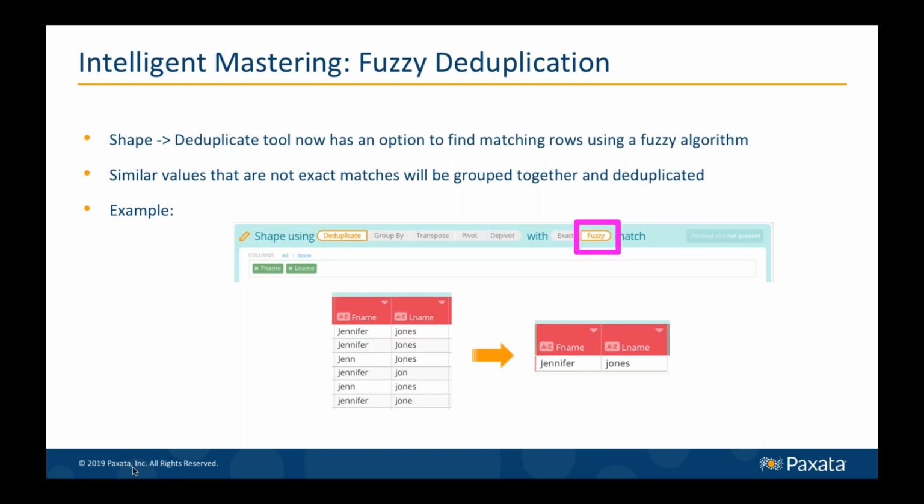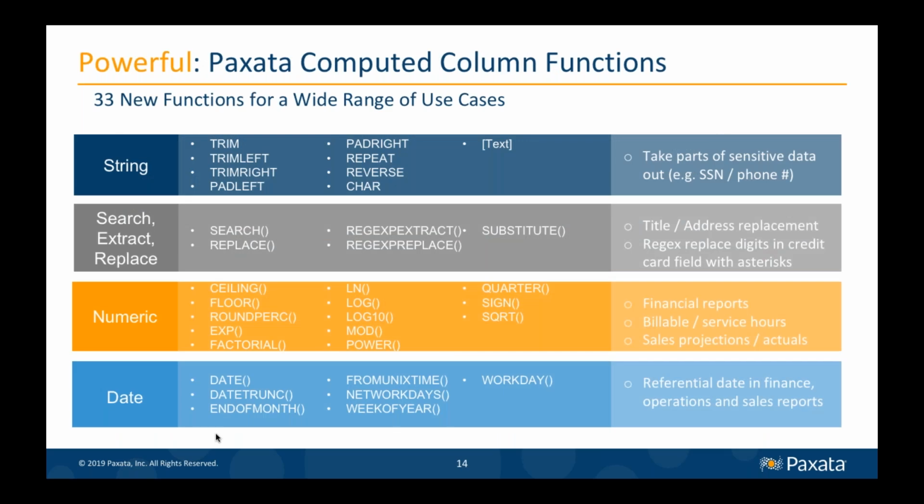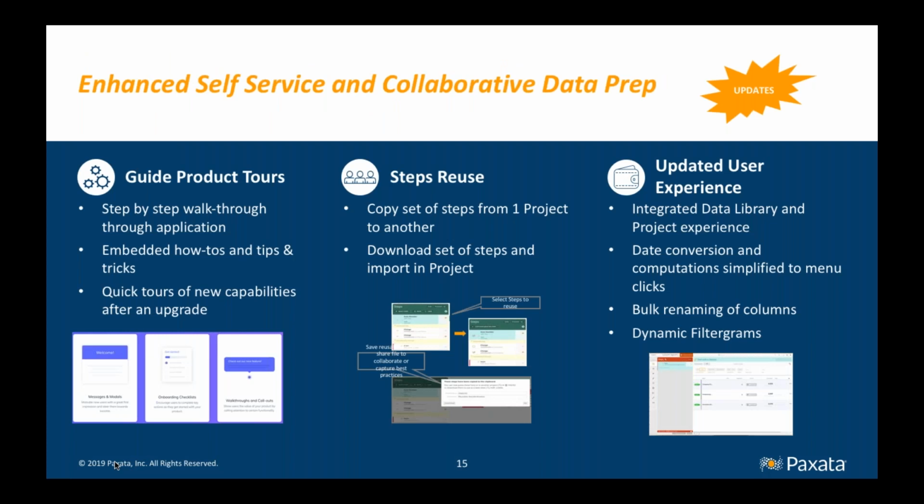In addition to this, in the Spring 2019 version, we're really excited to bring out 33 new transformation capabilities to the computed column functions. These transformations range from string functions to search, extract, and replace type functions that can leverage pattern matching, to a whole bunch of numeric calculations that are feasible now, and a bunch of date functions. For example, if you're working on a financial operations or sales report, it's very easy to extract an end of the month or a week of the year using these new date functions.